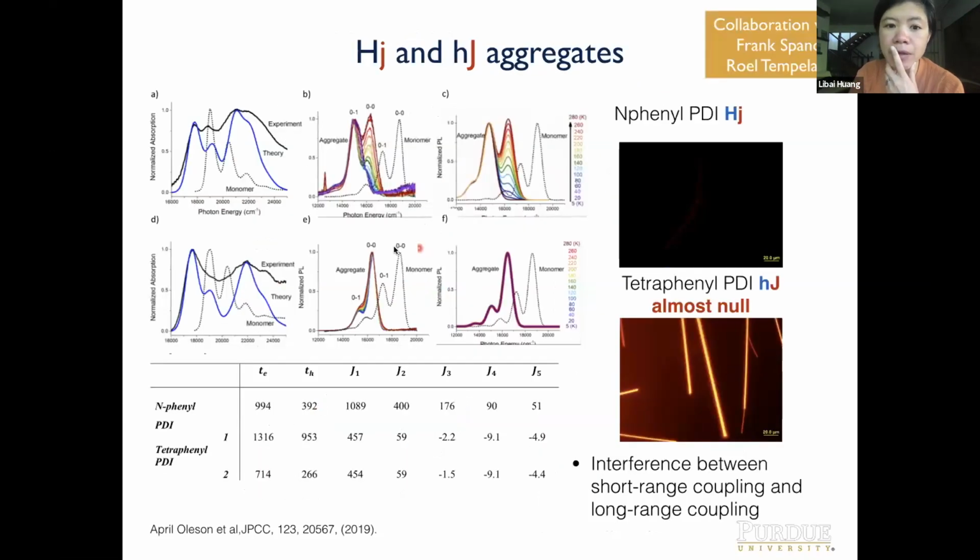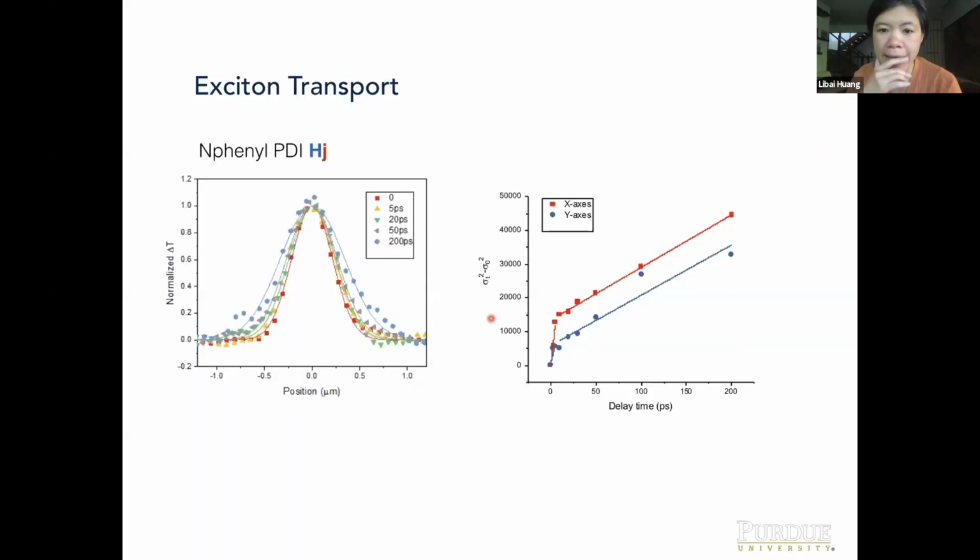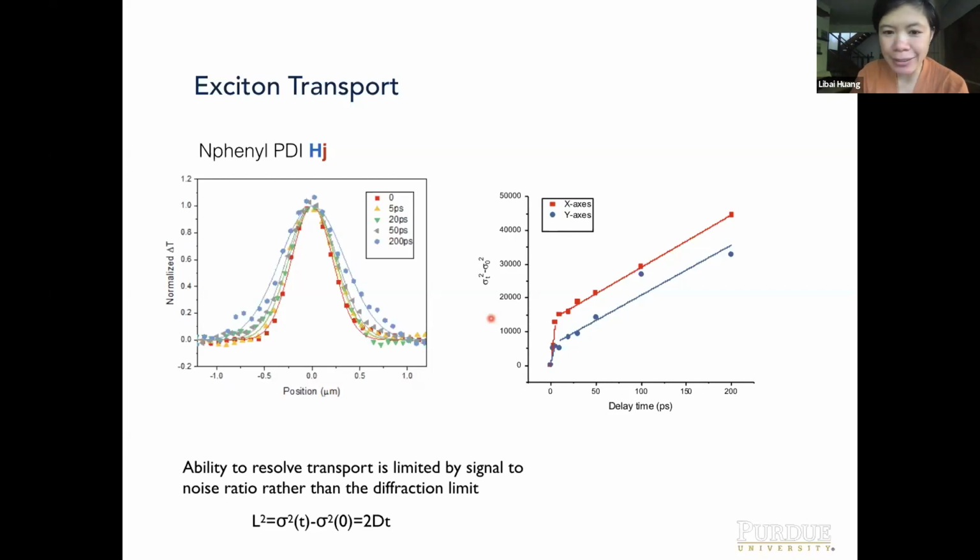And we also did some modeling of our temperature-dependent PL spectrum to figure out the amount of this charge transfer and Coulombic coupling in these two aggregates. And so then we went ahead and imaged the exciton transport in these two aggregates. And as you see, these are images similar to what I showed before. And since I'm almost out of time, I'm going to cut to the chase.